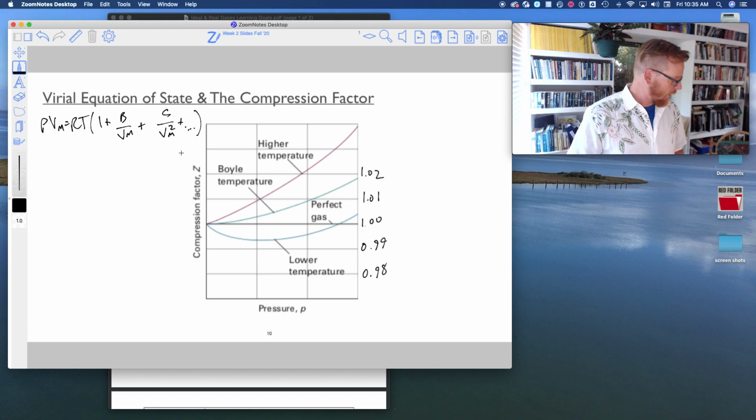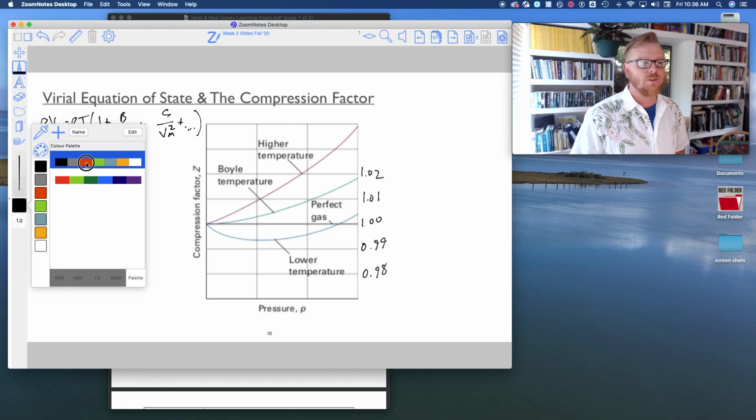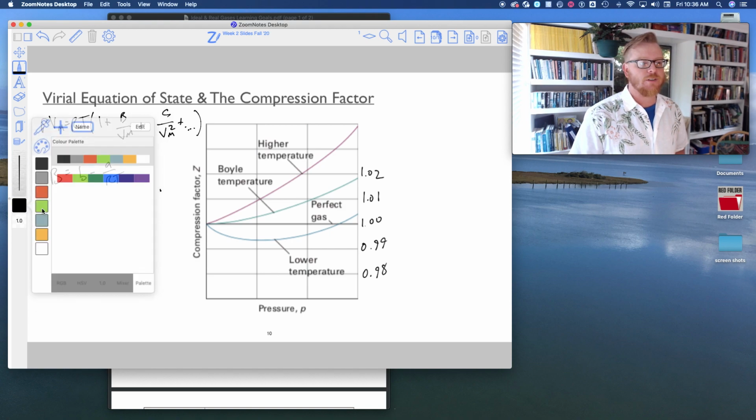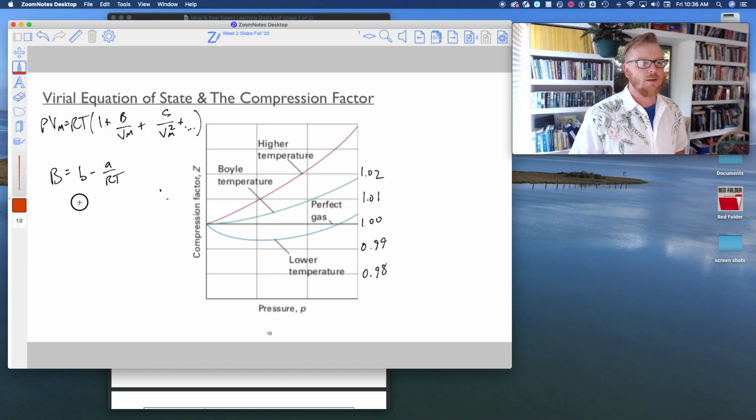Okay, so what we're going to do in the coming slides is show that B, this virial coefficient B, is equal to little b minus a over RT. And yes, those a and b are the van der Waals coefficients. Let's change the color. So these are our van der Waals coefficients.